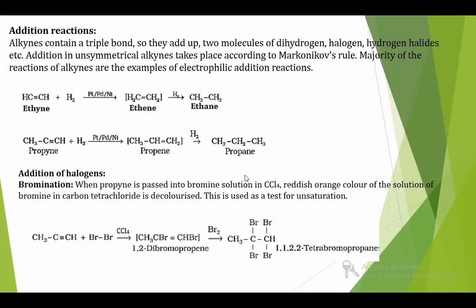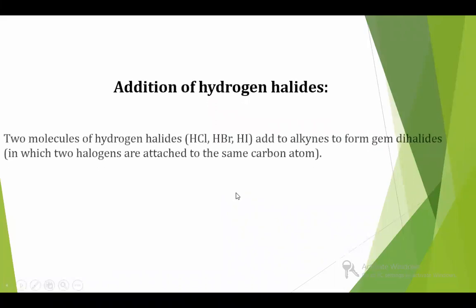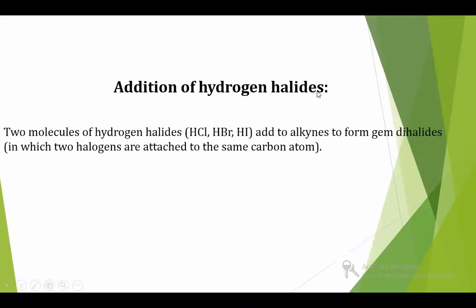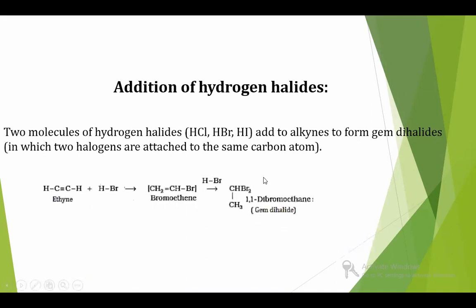Similarly, addition of a hydrogen and a halogen together is called hydrohalogenation, also called addition of hydrogen halide. Two molecules of hydrogen halide, HCl, HBr or HI, add to alkynes to form gem dihalide, in which two halogens are attached to the same carbon. If we use hydrogen halide, we get gem dihalide.